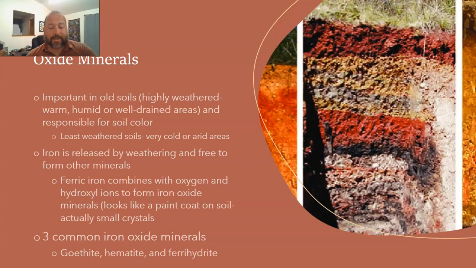So what does that mean? Ferric iron, which is a specific type of iron, combines with oxygen and hydroxyl ions, and those are going to form iron oxide minerals, which basically form what looks like a coat of paint on these soils. If you look at this specific example with all these colors, you look at it and go, oh yeah, it's like it's painted on there. But what it actually is is a bunch of small crystals. If you were to zoom in close enough, it's a bunch of small crystals on top of the soil.